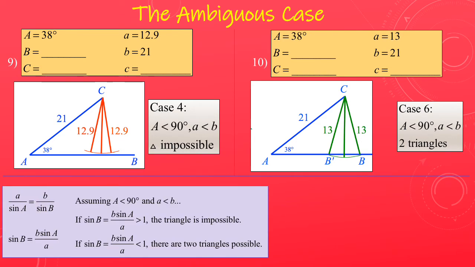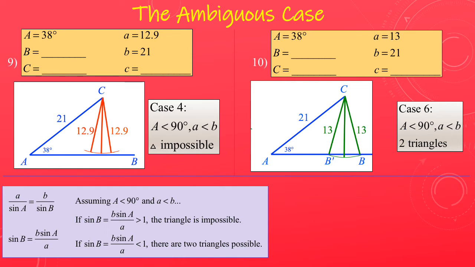In most situations, whether this is case 4 or case 6, no triangles or two triangles, will be obvious by drawing the triangle with the given variables. But sometimes it's too close to call, even if the triangle is drawn perfectly to scale. Thankfully, there is a mathematical way to determine this information that is not dependent on the picture. It is based on the law of sines. The law of sines says that little a over sine A is equal to little b over sine B. We cross multiply and solve for sine B and get little b sine A over little a.